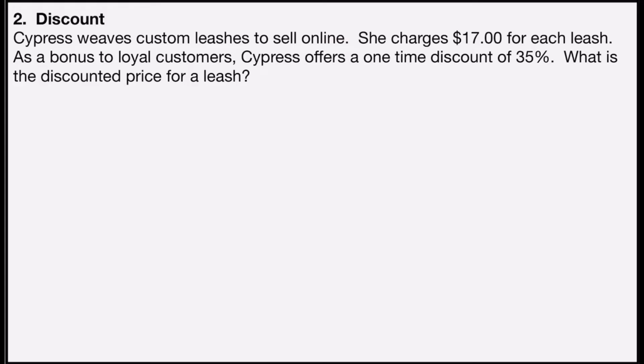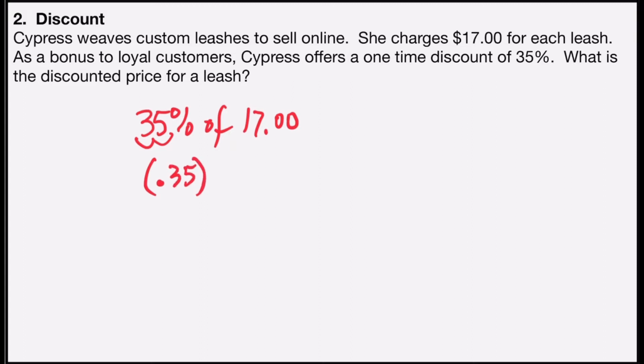Problem number 2 is also a discount problem. It says Cypress weaves custom leashes to sell online. She charges $17 for each leash. As a bonus to loyal customers, Cypress offers a one-time discount of 35%. What is the discounted price for a leash? So again, it's a two-step process. I'm going to find 35% of the price, which is $17. So we're going to multiply the decimal form of 35%, which is 0.35, of means multiply, times the $17.